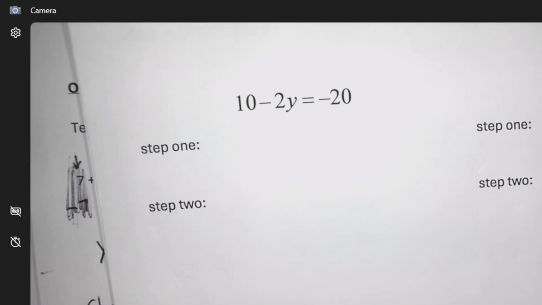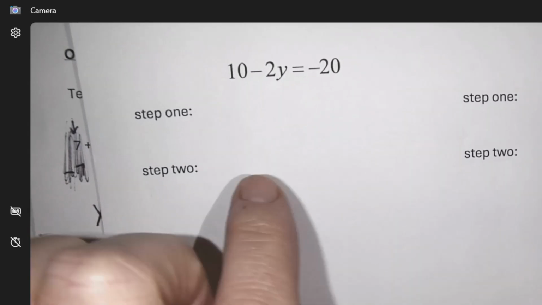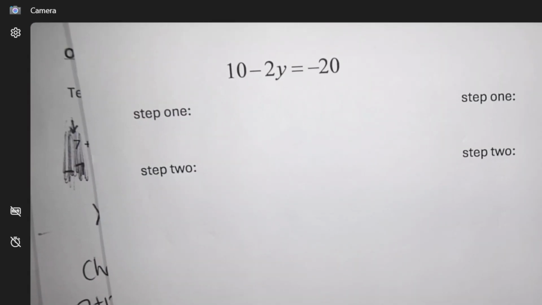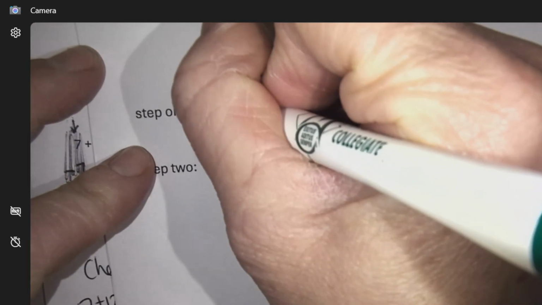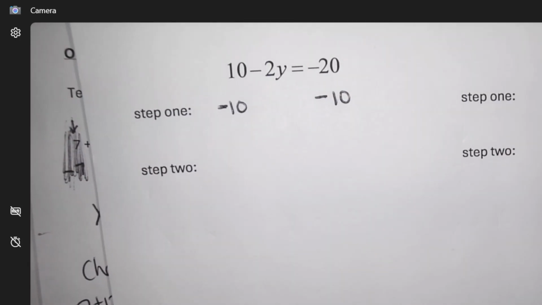I'm going to make them harder now. This one gets harder. Actually, no, the next one gets harder. What's your first step? Minus 10 away.